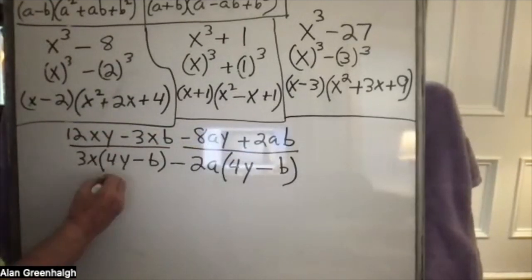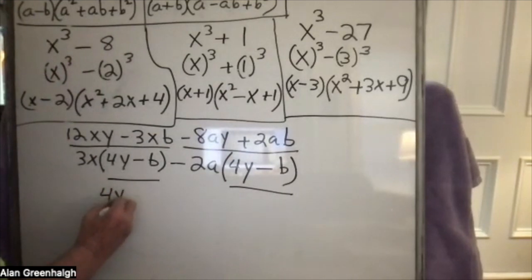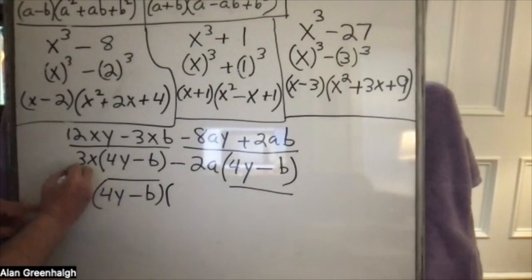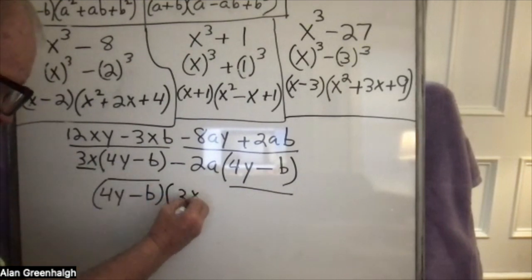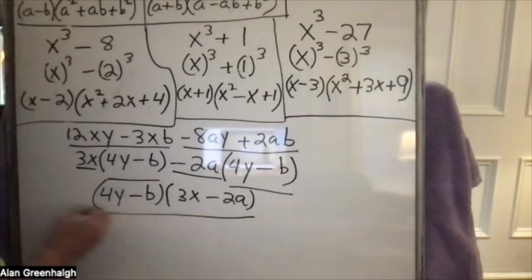And now the common factor is 4y minus b times 3x minus 2a, excuse me. And this is the answer to the question.